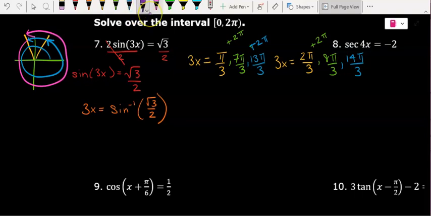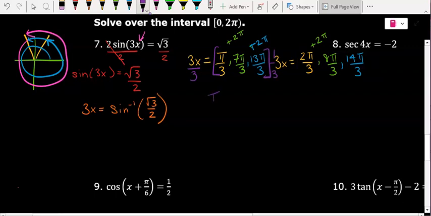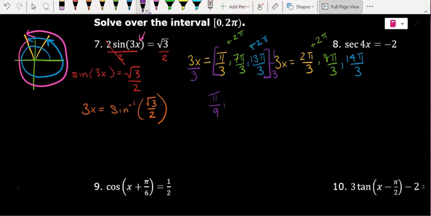Now I'm going to go ahead and compress it, and I'm going to do it by dividing by 3 right here to get rid of that, which is the same thing as multiplying each one of these by 1/3. So if I multiply each one of these by 1/3, I get pi over 3 times 1/3, so that gets me pi over 9. And then 7 pi over 3 times 1/3 gets me 7 pi over 9. 13 pi over 3 times 1/3 is 13 pi over 9.